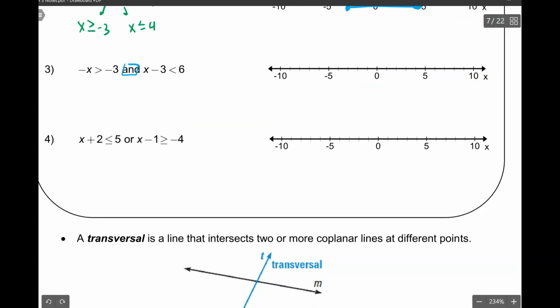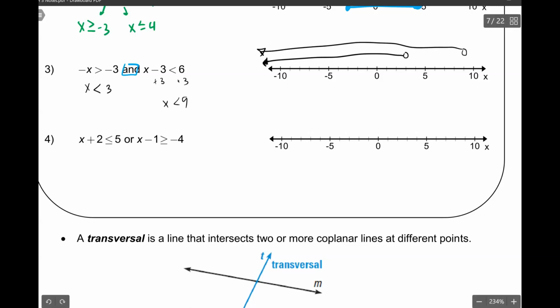Number 3, let's see. I have -x is greater than -3, so multiply by -1 on both sides because I just want x by itself. You flip the direction of the inequality, and I have x is less than 3. So open circle, arrow goes that way. I need to get x by itself, so add 3 on both sides. I have x is less than 9. So 9 is here, open circle, and I need it to be less than, so it's going this direction.